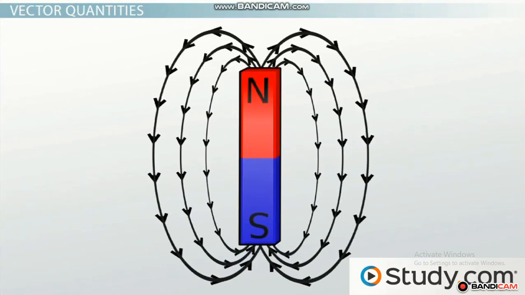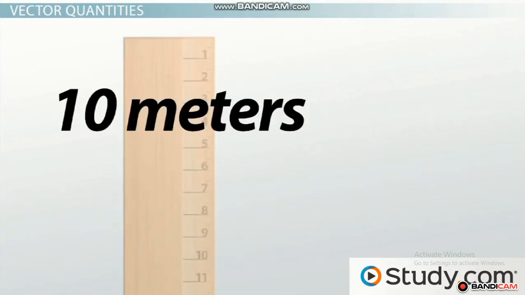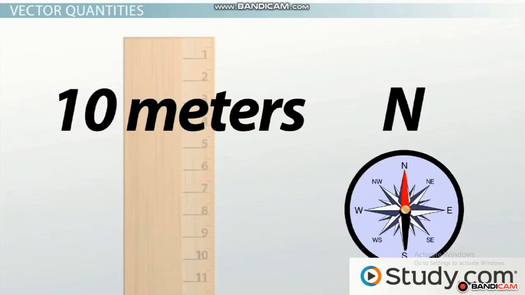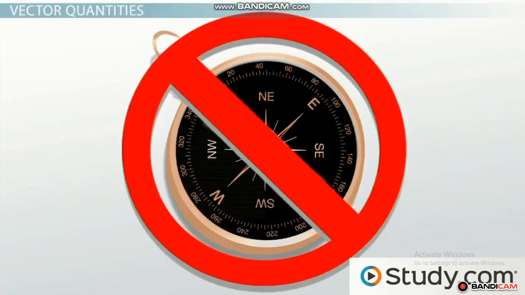It's important to remember that you need both a magnitude, 10 meters, and a direction, north, to fully represent the vector. Forgetting to add the direction can lead to you getting questions wrong, even if you calculate all the magnitudes correctly.